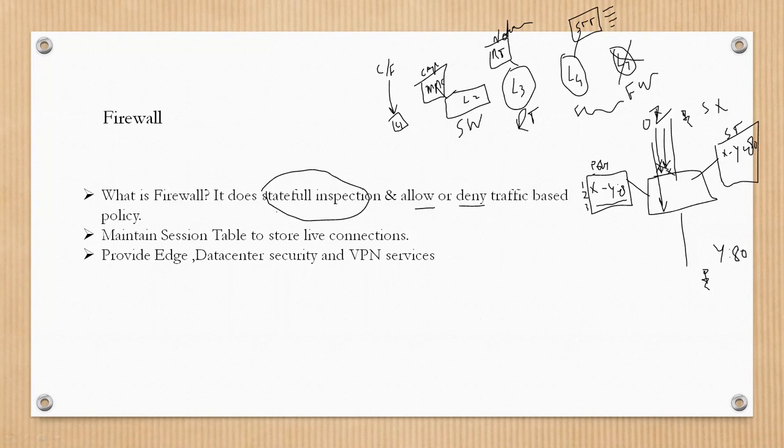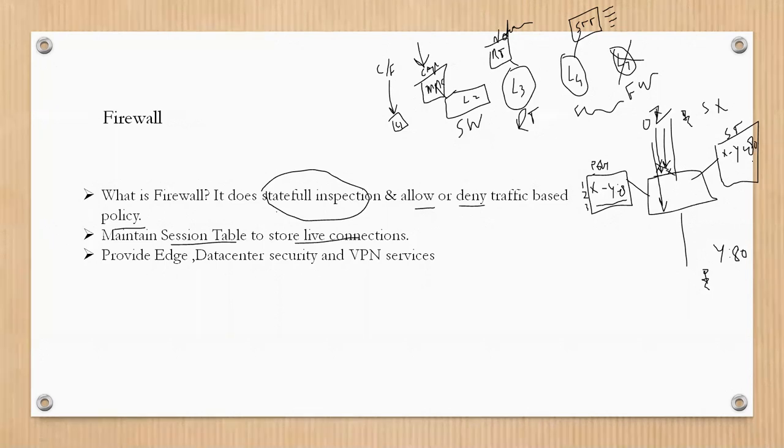So what is the firewall? It does stateful inspection and allows or denies traffic based on the policy. It maintains a session table. This stateful table is also called a session table. See, there is the MAC table, routing table, and stateful table. It maintains the stateful table to store live connections.